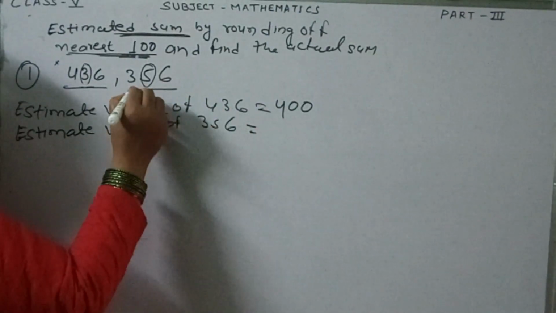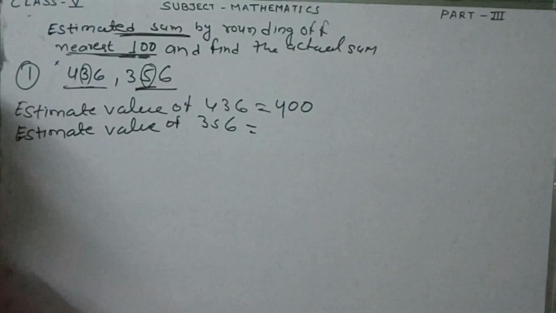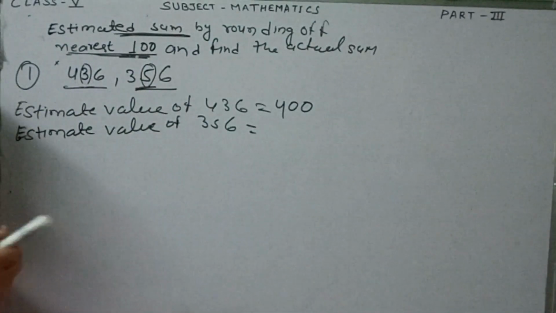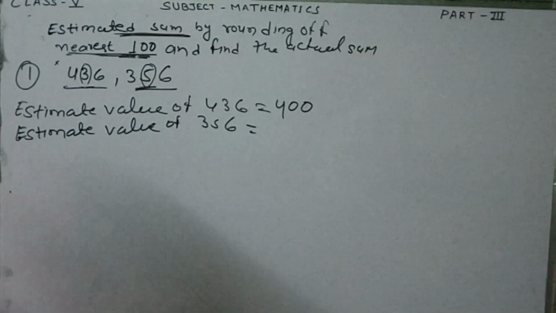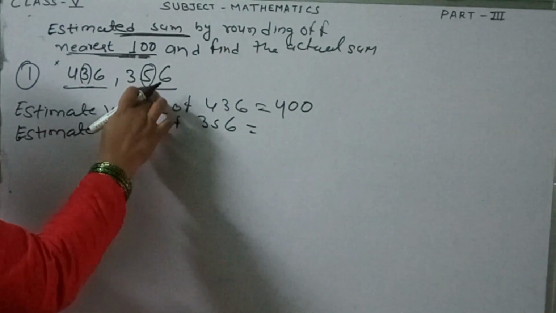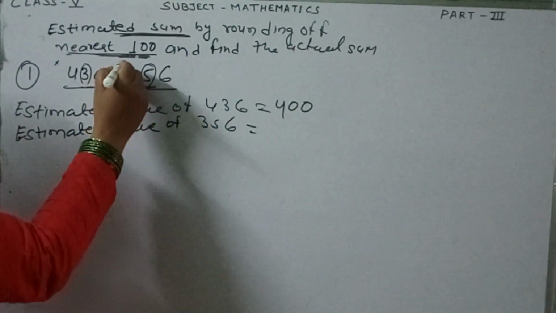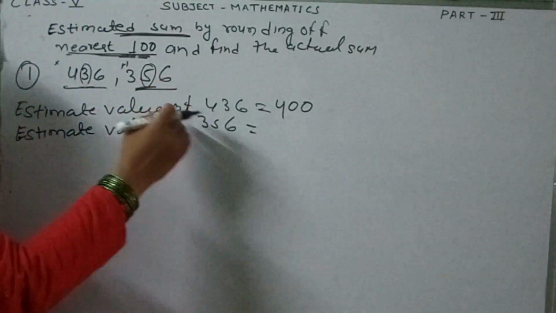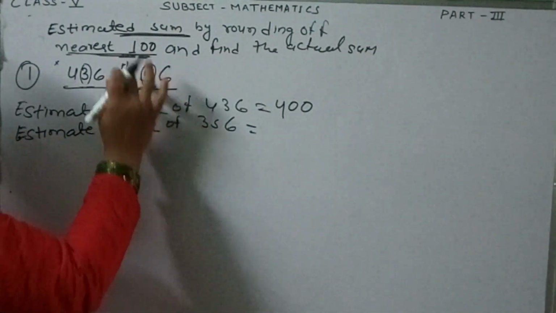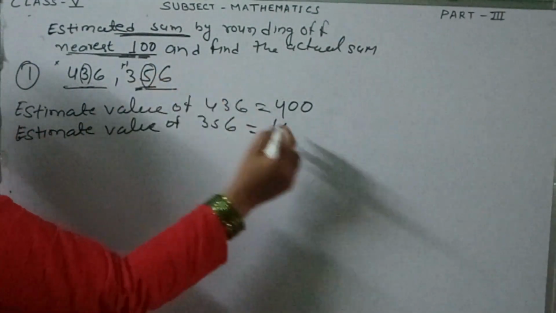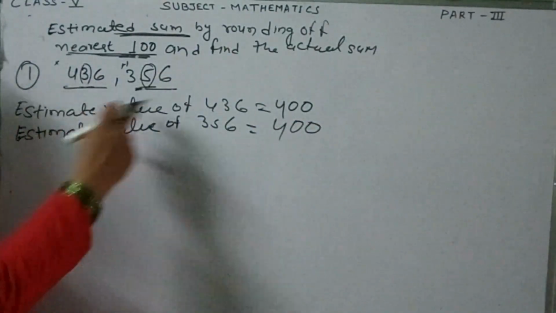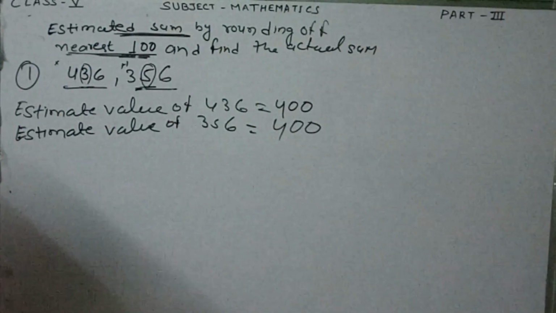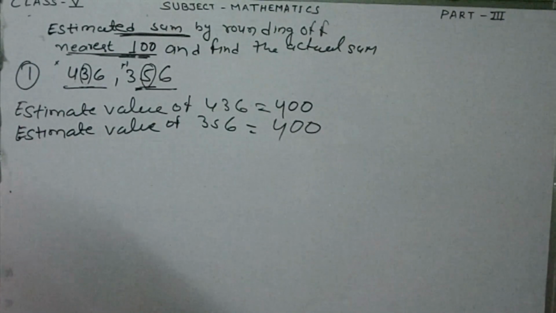356. Compare the tens digit. This one is a 5. That is equal to 5. And what I told you, if any digit is equal to 5 or greater than 5, then we have to add 1 to the next digit and the rest of the number will be 0, 0. Meaning 3 plus 1 is 4 and this one will be 0, 0. So the estimate value of 436 is 400 and of 356 is 400.